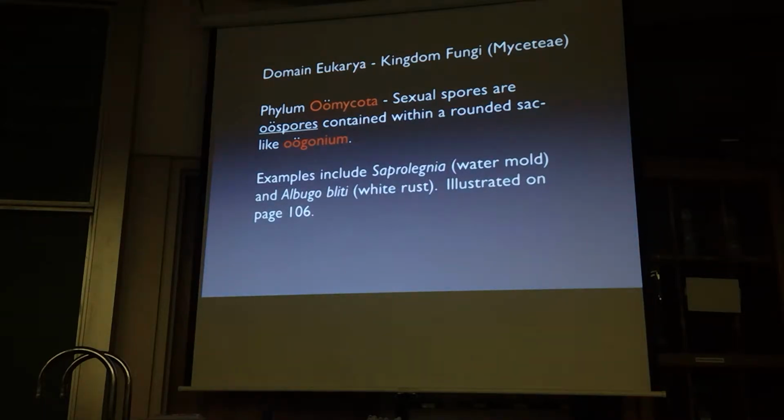Our examples are Saprolegnia, which is water mold, and Albugo, which is a type of rust.